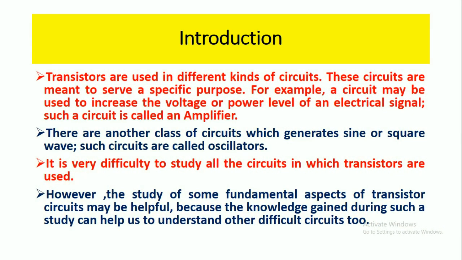Transistors are used in different kinds of circuits. These circuits are meant to serve a specific purpose. For example, a circuit may be used to increase the voltage or power level of an electrical signal. Such a circuit is called an amplifier. There is another class of circuits which generates sine waves or square waves. Such circuits are called oscillators.